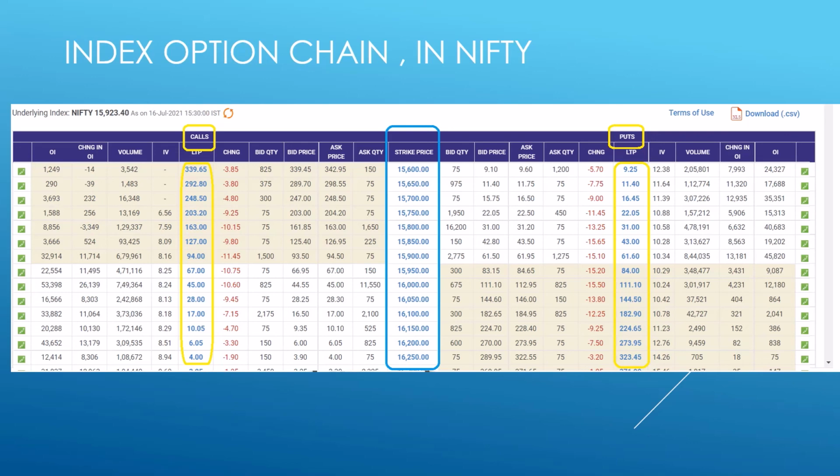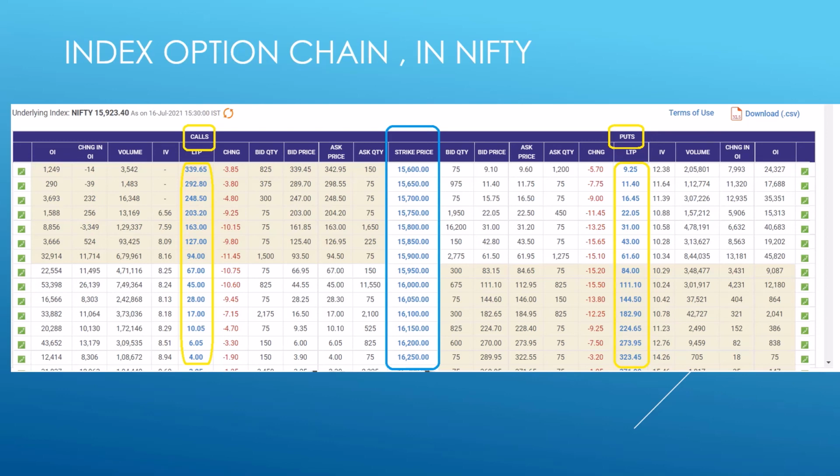Now today the market closed at 15,923. So I would say let's look at 15,950. Towards the left is call option, which I have highlighted. Towards the right is put option. So the 15,950 call option today closed at 67 rupees. The 15,950 put option today closed at 84 rupees. And as you can see, as the strike price is decreasing, like 15,900, 800, 700, the value of put option decreases.